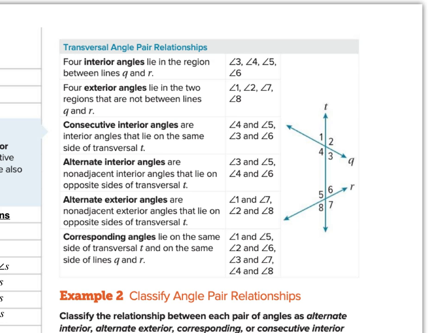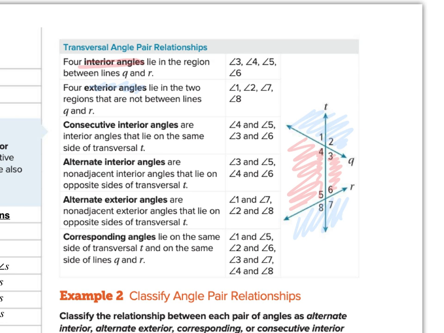Anytime they talk about interior, they're talking about in between the two lines that are being transversed. Okay, so inside those two lines. The interior would be this area right here. This area is interior. Exterior is going to be this outside area, because that is outside those two lines. So just keeping that in mind and the location.